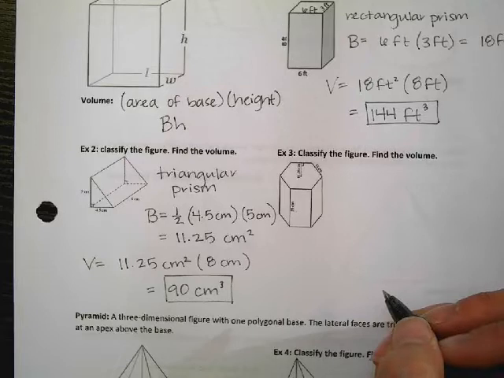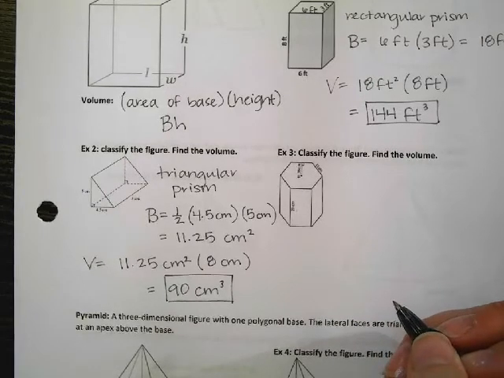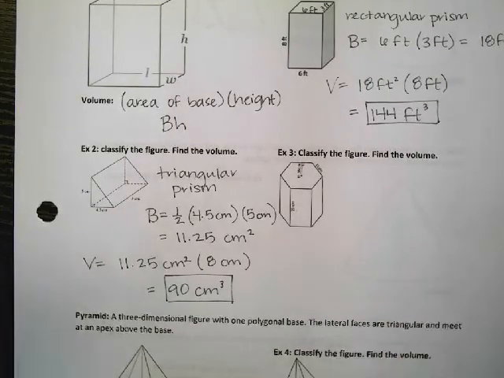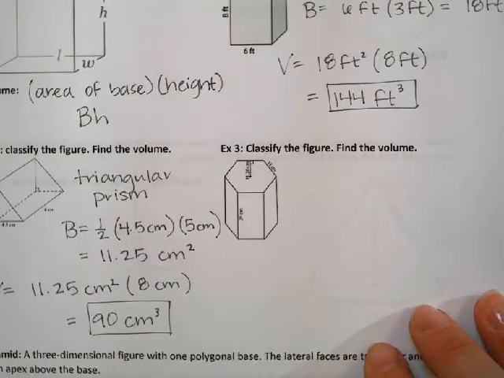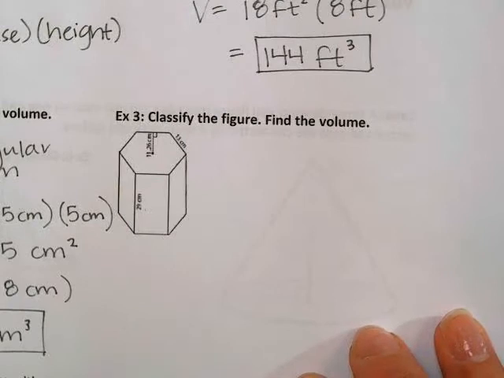All right, this one is going to take a little bit more effort just because it's a hexagon. So since the bases, the top and the bottom base, are hexagons, this would be a hexagonal prism.